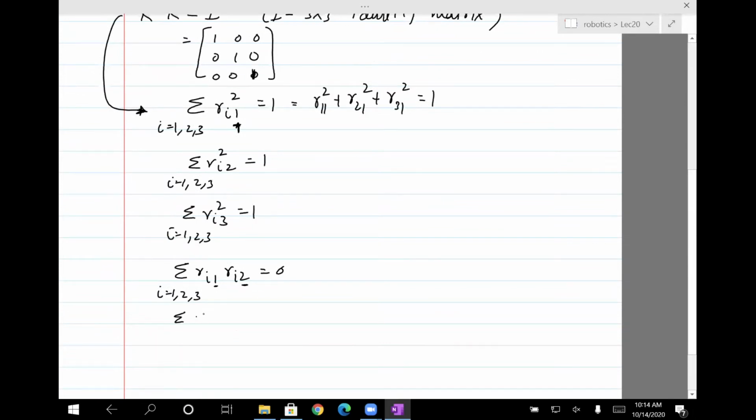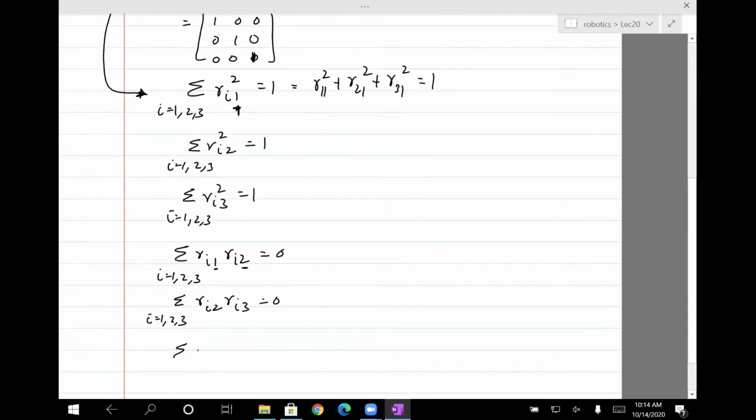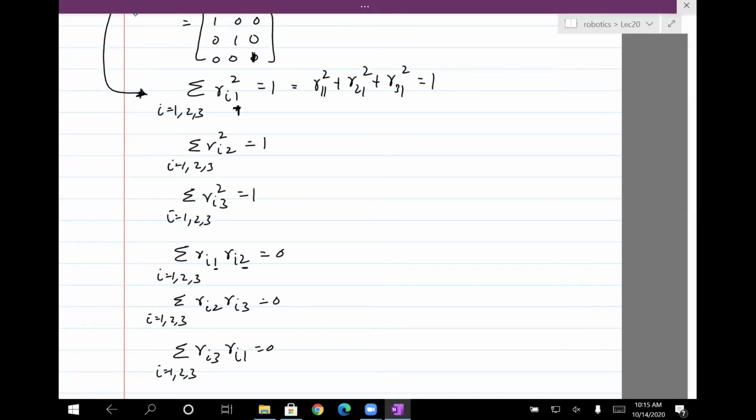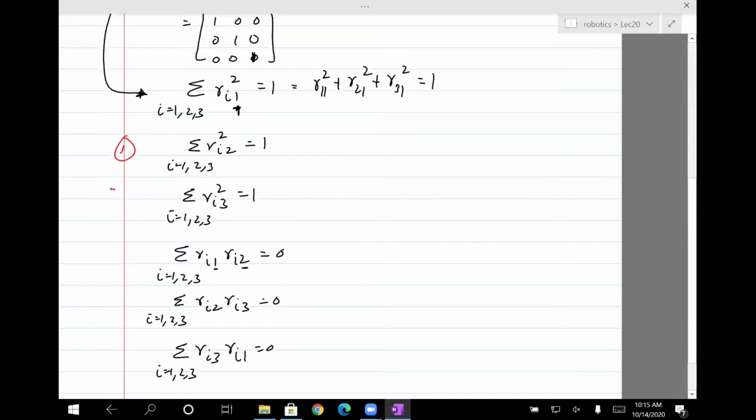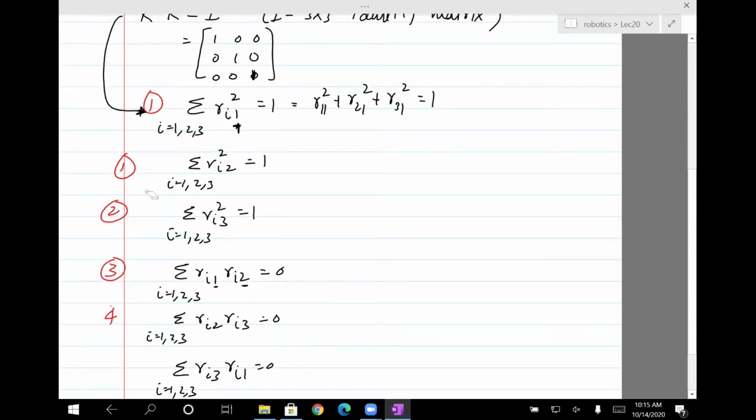Okay, so that is 0. And same thing for the columns 2 and 3, and then finally columns 3 and 1. So let's number them. That's 1, that's 2, that's 3, I missed one. This is 1, my bad. 2, 3, 4, 5, and 6.